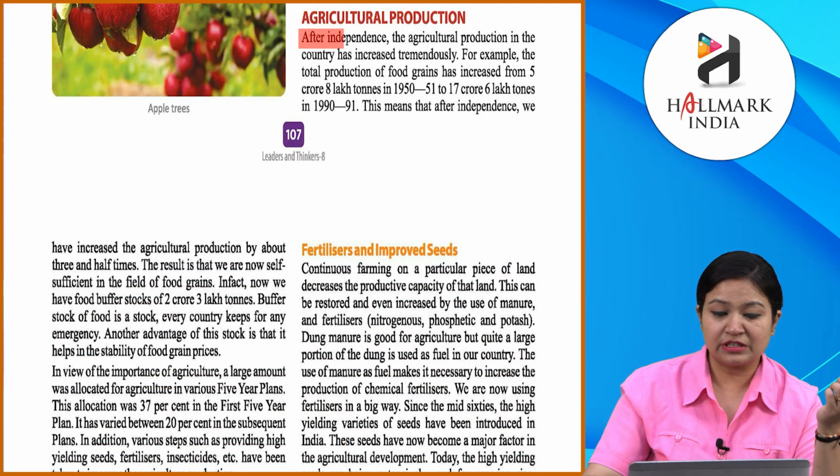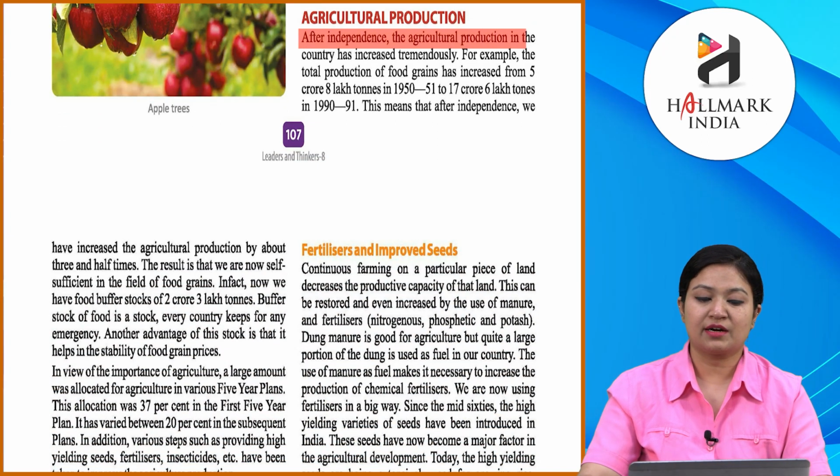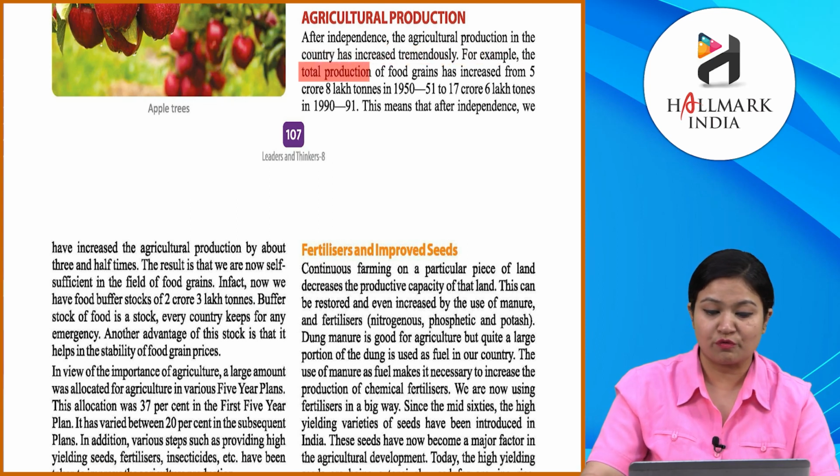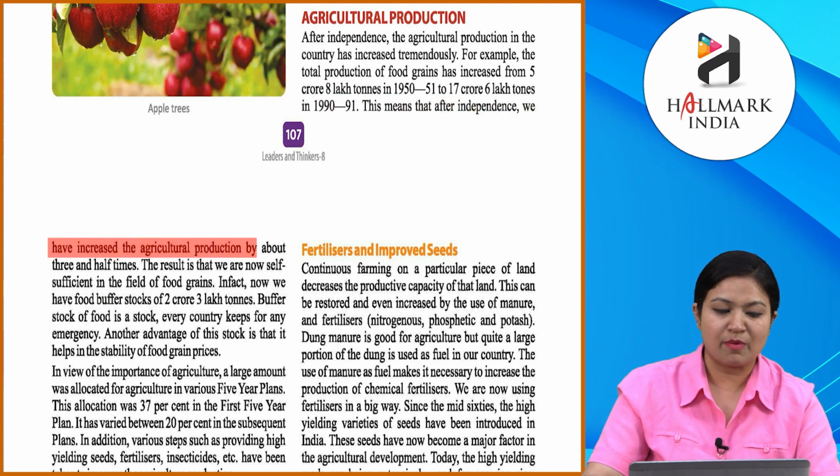Agricultural production. After independence, the agricultural production in the country has increased tremendously. For example, the total production of food grain has increased from 5 crore 8 lakh tons in 1950-51 to 17 crore 6 lakh tons in 1990-91. This means that after independence, we have increased agricultural production by about 3.5 times. The result is that we are now self-sufficient in the field of food grain.